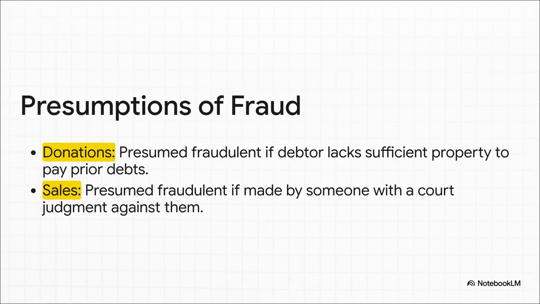And here's a pro tip. The law helps creditors out by creating some shortcuts to prove fraud. You have to know these. First, if a debtor donates property but doesn't keep enough to pay their old debts, the law just presumes it's fraudulent. Same thing if someone who already has a court judgment against them suddenly starts selling off their assets. The law is basically like, yeah, that looks suspicious.